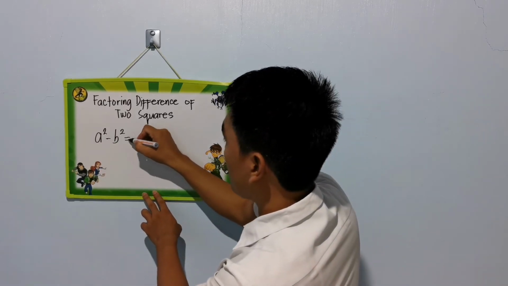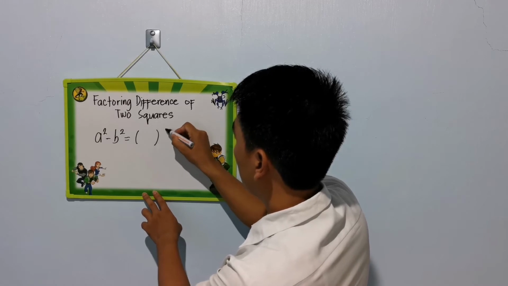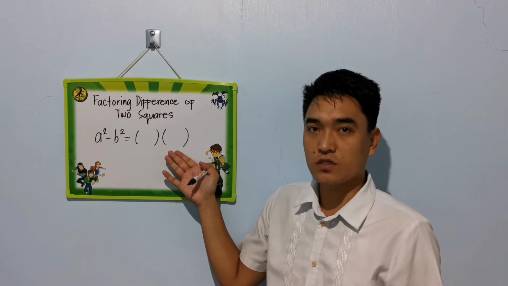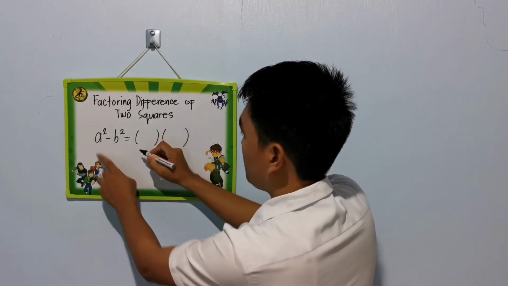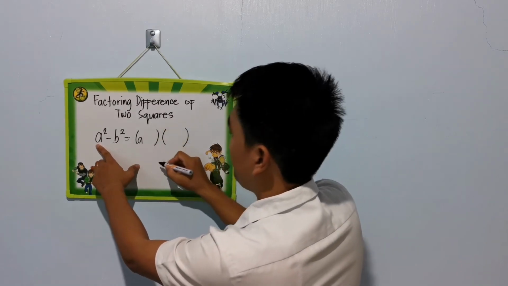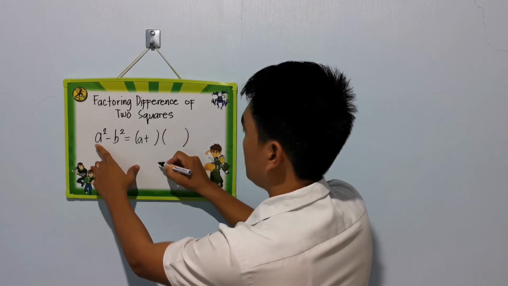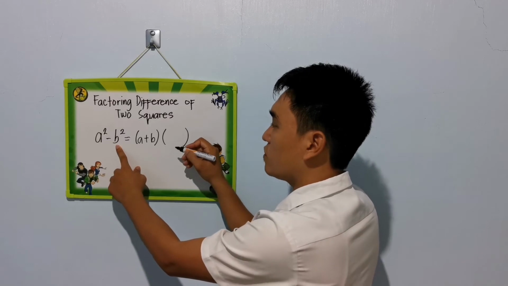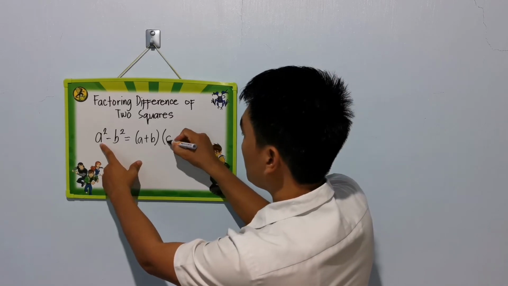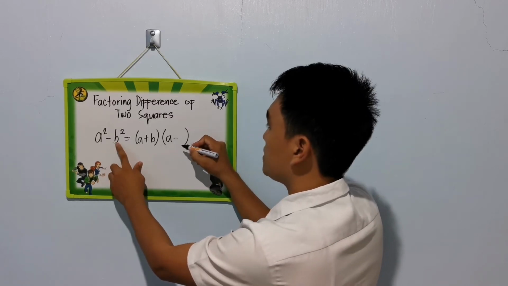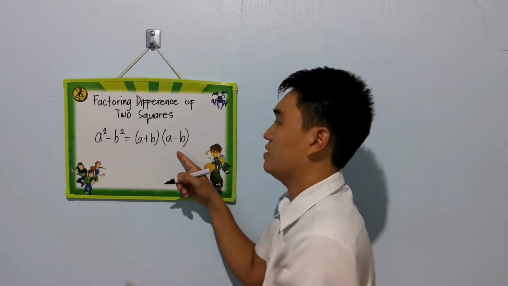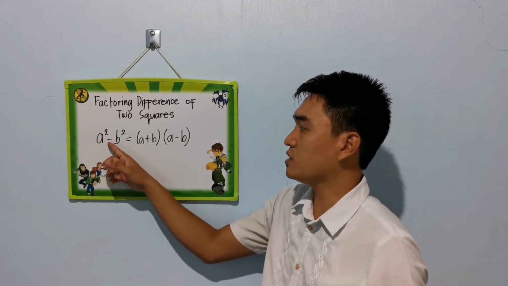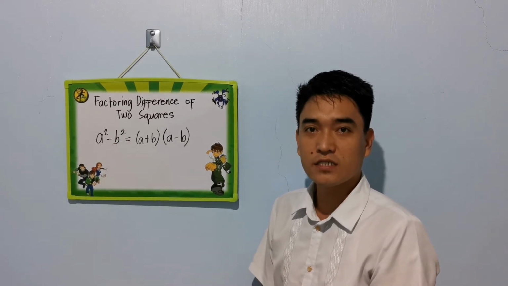The factors are two binomial factors. So we have A plus B, and the other binomial factor is A minus B. So these are the factors of the difference of two squares.